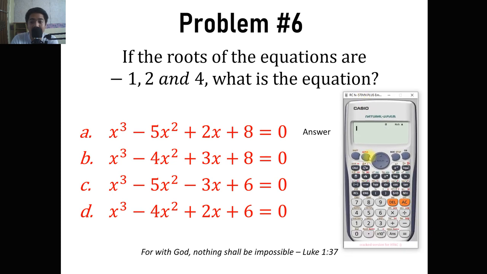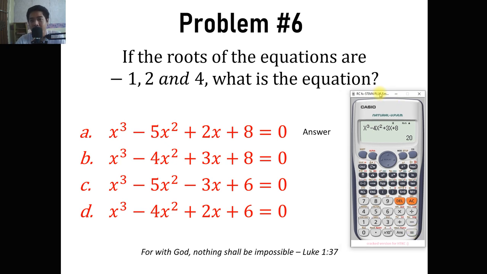So you can see if we try letter B, let's say x cubed minus 4 alpha x squared plus 3 alpha x plus 8. If we calculate negative 1, it's 0. For 2, it's not 0. That's what I'm trying to say. And then 4, it's 20. So it's not really the equation. So all of them should equal 0 when substituted if they are the real roots of the equation.